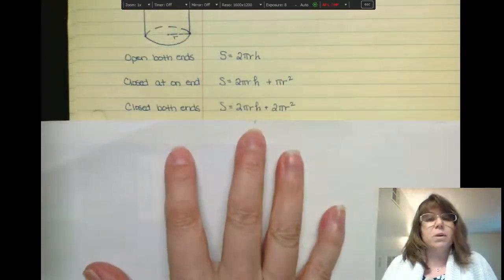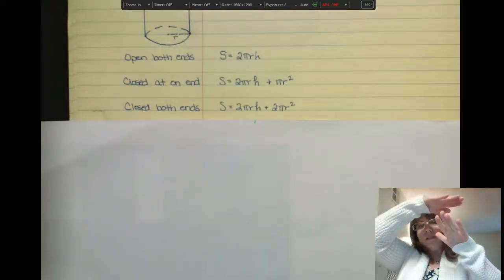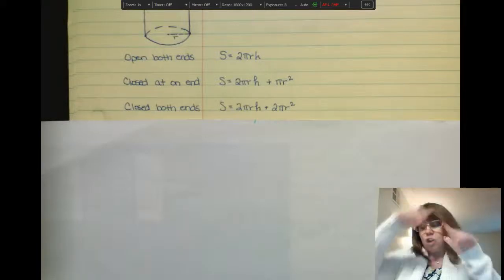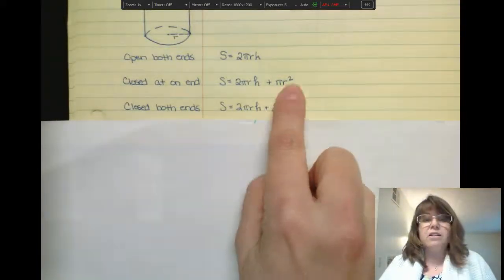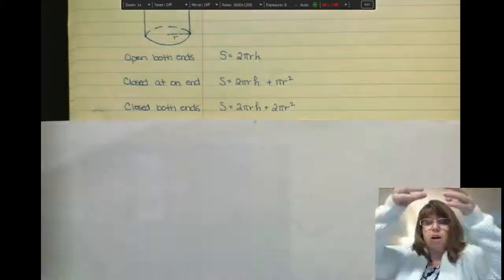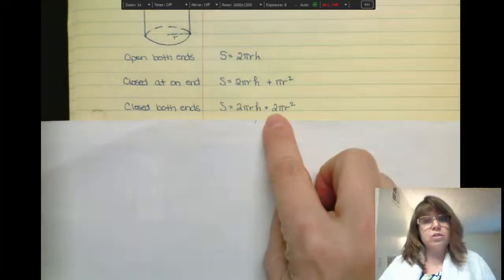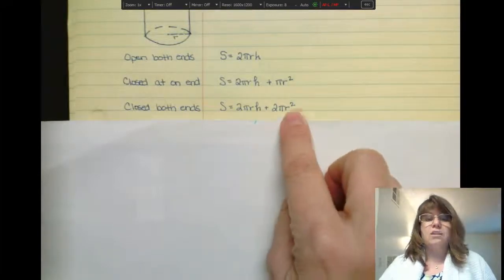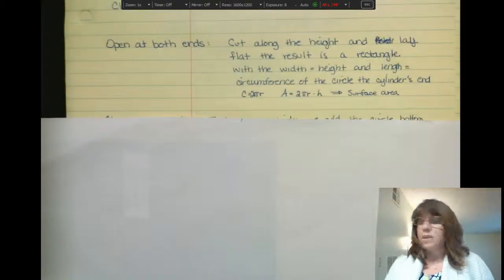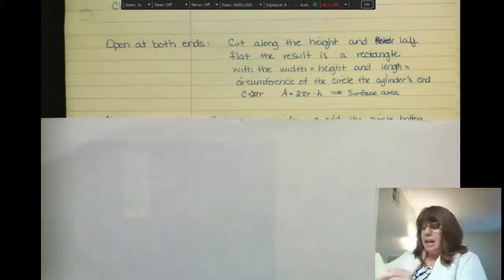What about closed on both ends? Well, that just means we have one circle on the bottom and one circle on top. So in essence, 2 of the pi r squareds. So it's 2 pi r h, that takes care of the tall part of the cylinder, plus 2 circles, 2 pi r squared.